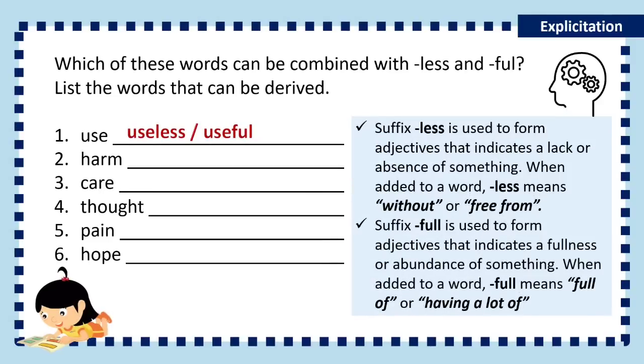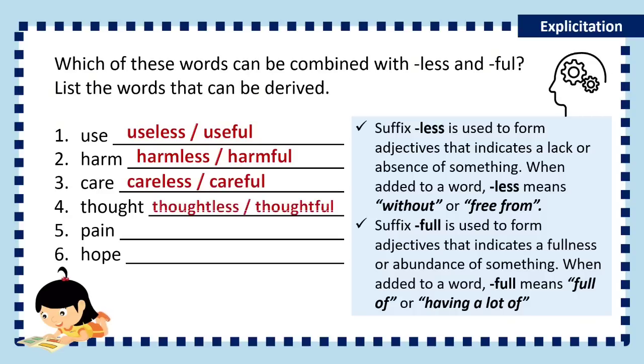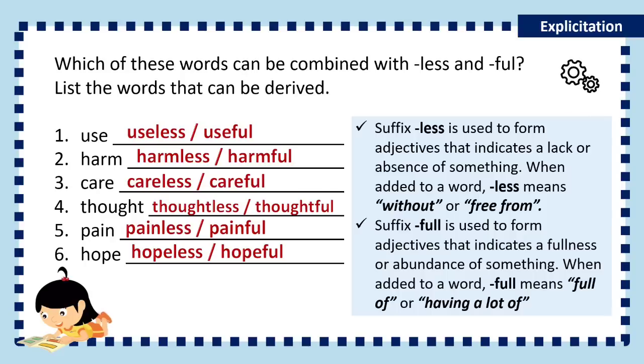So let us check what we have here. For harm, we can have harmless and harmful. For care, careless and careful. Thought, thoughtless and thoughtful. Pain, painless and painful. Hope, hopeless and hopeful. Remember that adding suffixes like less and full can change the meaning of words.